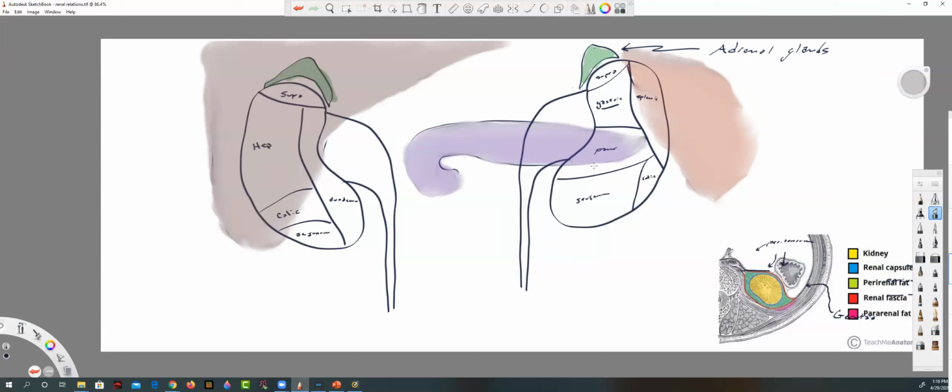Yep. I didn't draw it, I just think it's less important for us, but posterior to the kidneys is basically ribs and psoas muscle. Yeah, these are all on top or anterior.